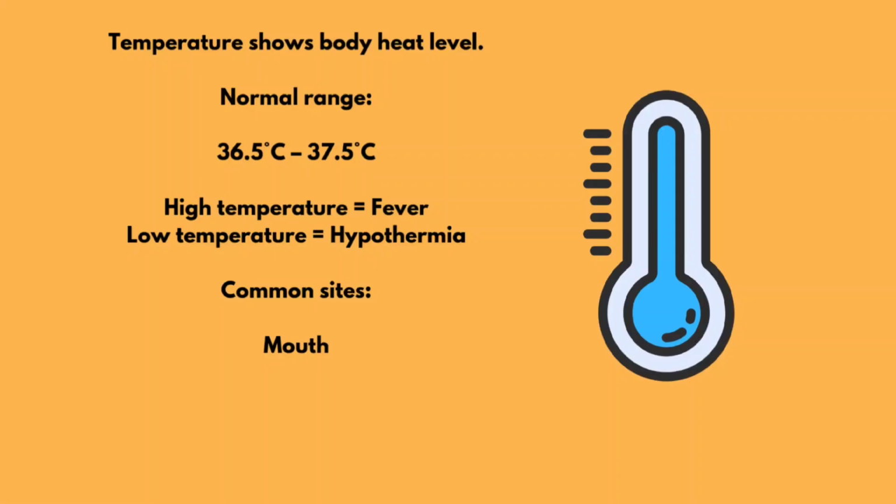Next, temperature. What is temperature? Temperature shows body heat level. What is the normal value of temperature in an adult? 36.5 degrees Celsius to 37.5 degrees Celsius. When the temperature is high, in medical terms we say fever, and when the temperature is low, in medical terms we say hypothermia.